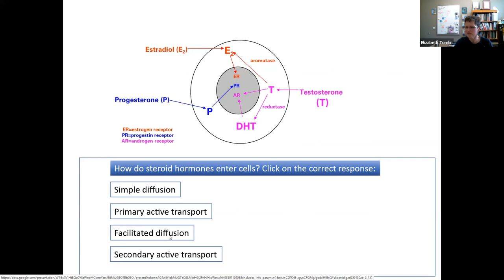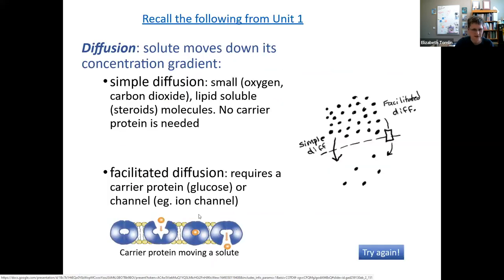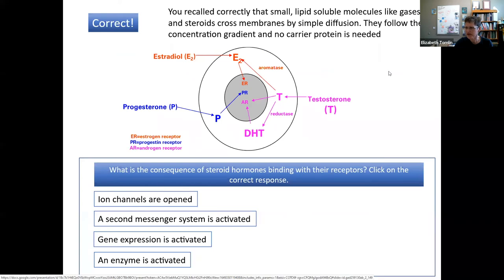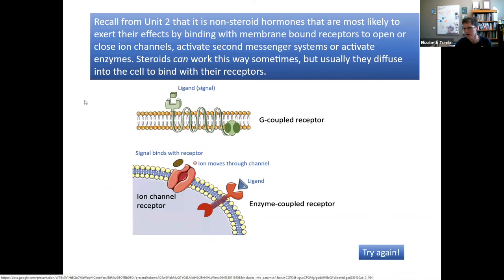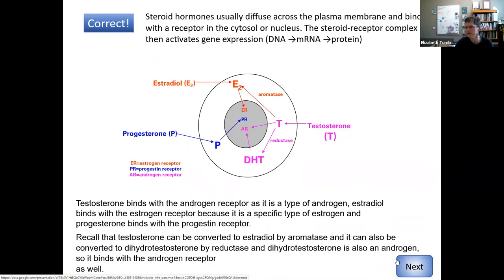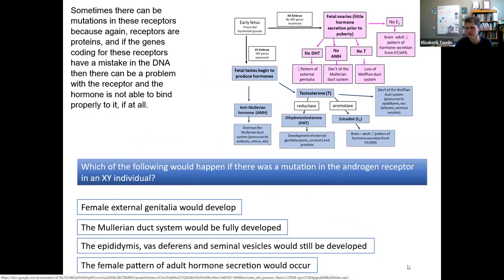Oh, well, let's try facilitated diffusion. Nope, that's not the answer. And then they pick the right answer and it tells them they're right and why, and then they move on to another question. So it's a way of giving them some active way of moving through the content. For example, if they get this one wrong, it tells them to try again, and then, oh yeah, that's the right answer. And then they can go on to the next thing.